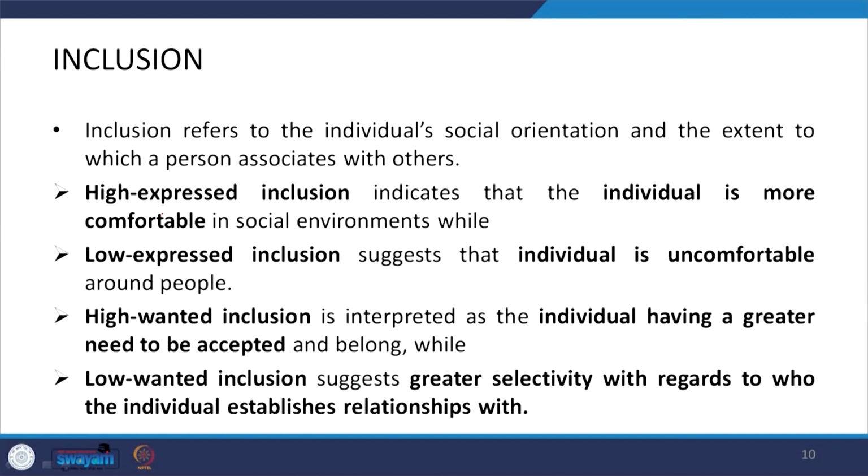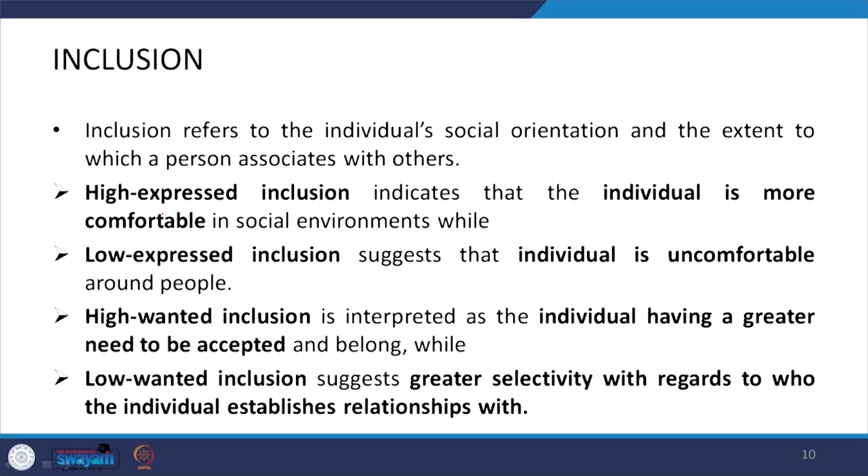So, high expressed inclusion means the person makes more and more inclusion and becomes more successful in society. Low expressed inclusion suggests that the individual is uncomfortable around people. Many people like this you will find in society, for example, at marriages or birthday parties. They are not that interactive with the rest of the guests. Why is it so? Because low expressed inclusion is there.